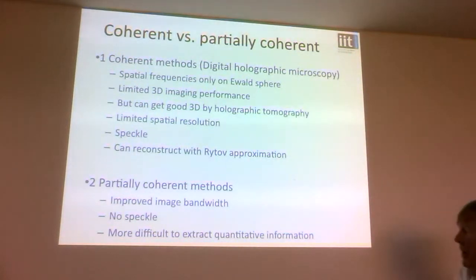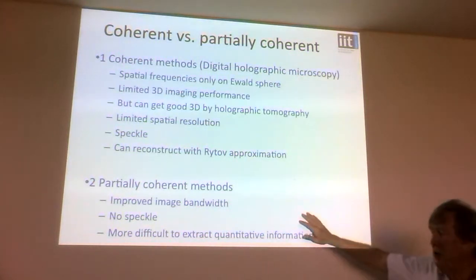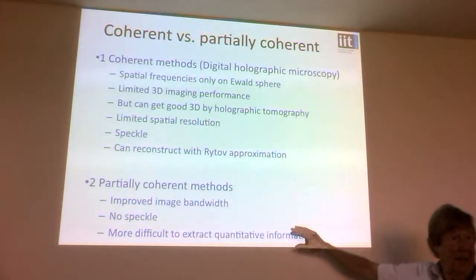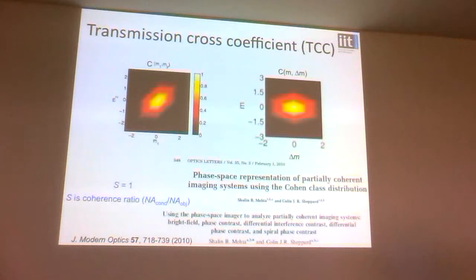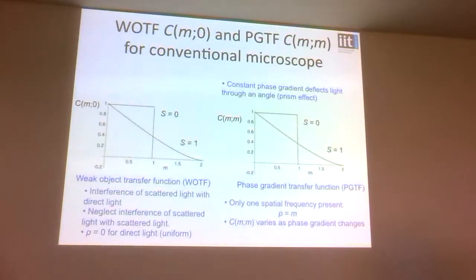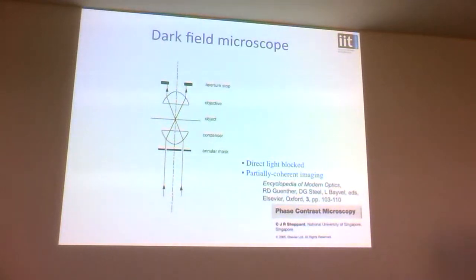And then there's this question of how you get the information out, quantitative information. It turns out that these partially coherent methods are quite complicated, and as I hinted with some of this stuff before, it's more difficult to actually get quantitative information from it. So this I showed earlier, the transmission cross coefficient, and the fact that there are these two limiting cases, simplified cases, the case of a weak object and the case of a slowly varying object. Okay, so let's look at some of these systems.